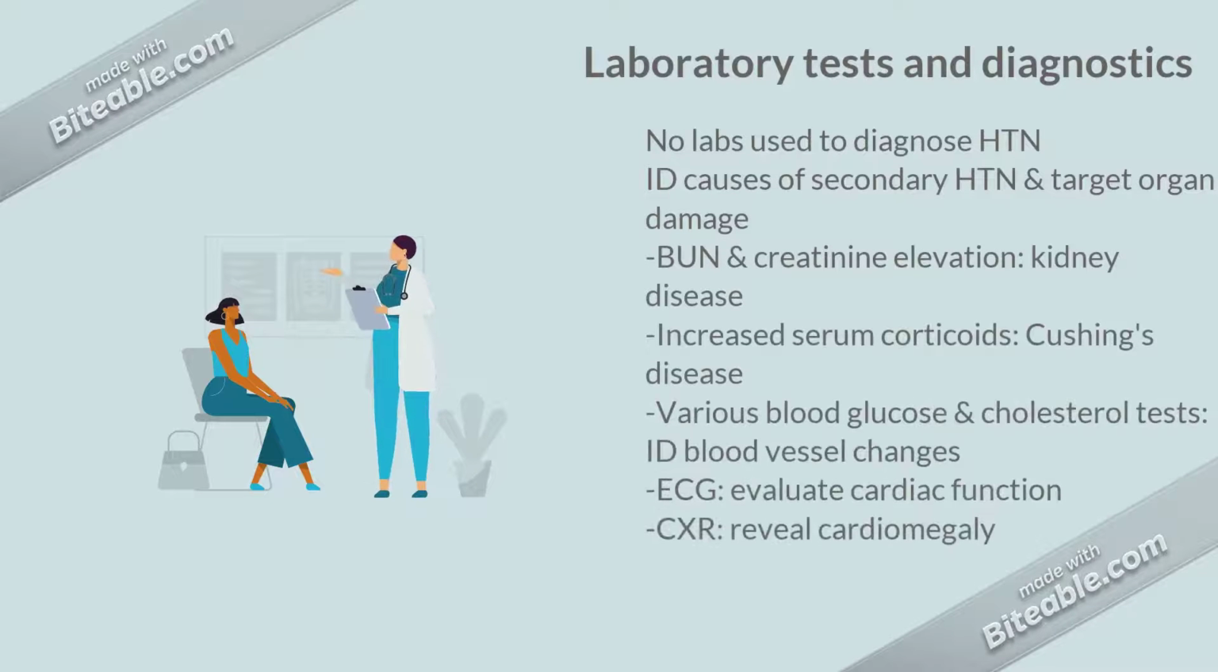There are currently no specific lab tests used to diagnose hypertension. However, there are several tests that can help identify causes of secondary hypertension and target organ damage as well. BUN and creatinine elevation indicates kidney disease. Increased serum corticoids may indicate Cushing's disease. Various blood glucose and cholesterol tests can identify factors relating to blood vessel changes. An EKG can be used to evaluate cardiac function. Tall R waves are commonly found with left ventricular hypertrophy, and a chest X-ray can reveal cardiomegaly.